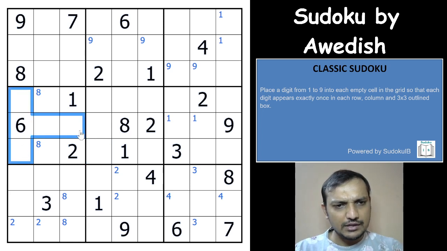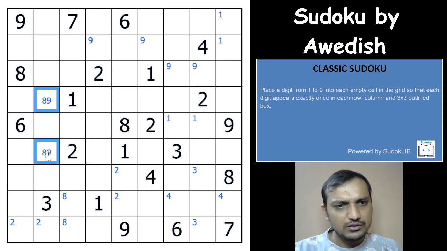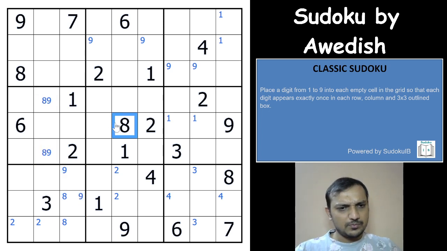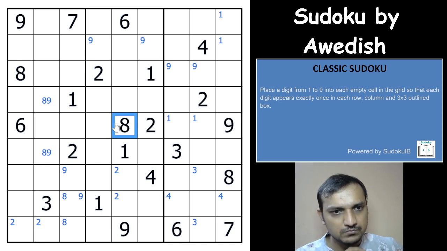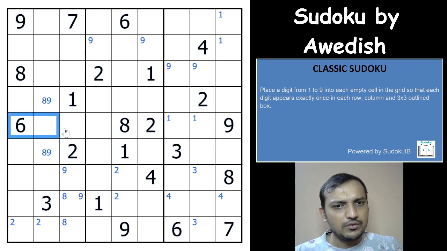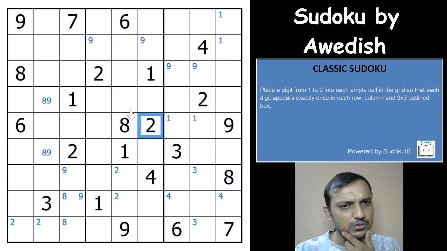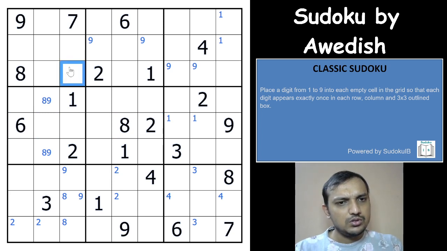Same way you have a 9 here actually. So that's an 8-9 pair here. That's amazing. In this box you have an 8-9 pair. So 9 is in one of these two cells. So 8, then you have a 2 here, and that's not working out. 1 and 2, it's not working here as well.